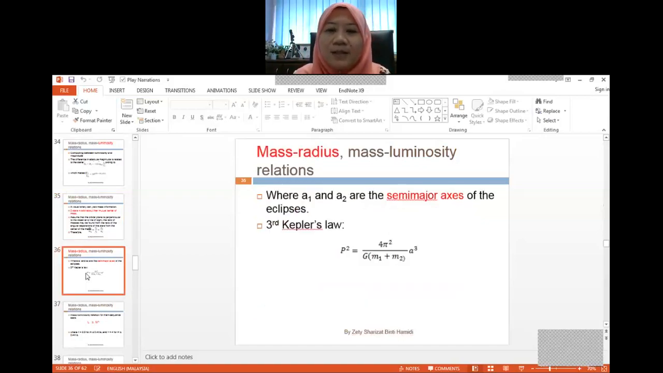Okay, so what's more, instead of the other parameters, we can also detect the period of any stars. This is based on Kepler's law, the third Kepler's law, and we have the formula where P squared is equal to 4 pi squared over G times (M1 plus M2), times a to the power of 3, whereas a is actually the semi-major axis.